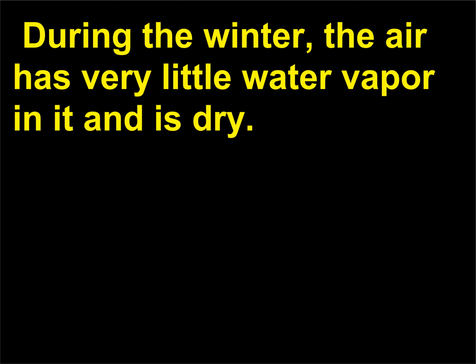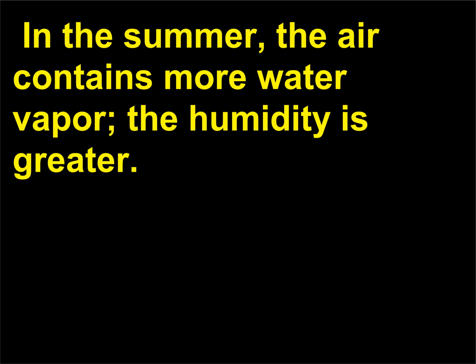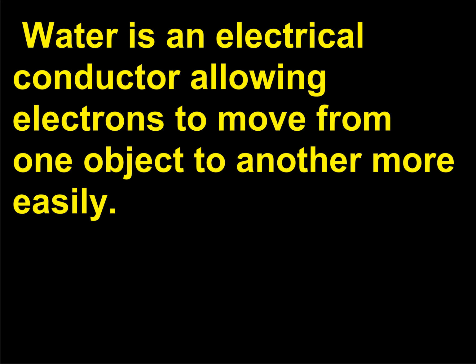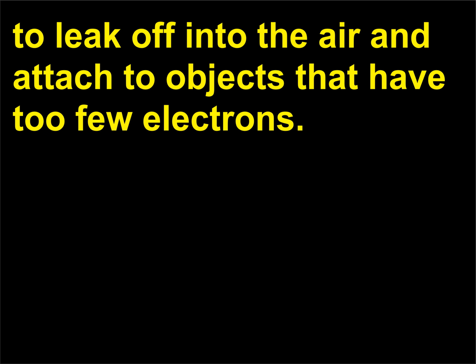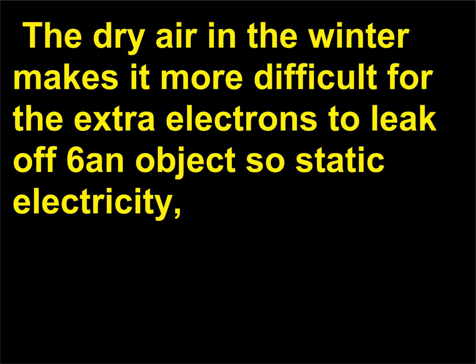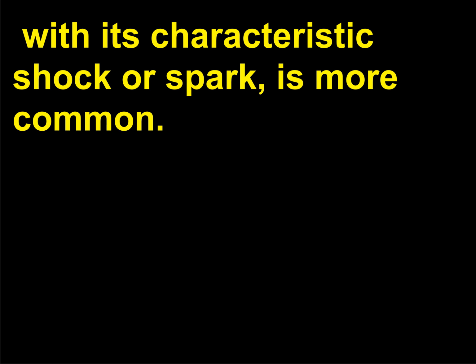During the winter, the air has very little water vapor in it and is dry. In the summer, the air contains more water vapor, the humidity is greater. Water is an electrical conductor allowing electrons to move from one object to another more easily. The humidity in the summer air allows extra electrons on charged objects to leak off into the air and attach to objects that have too few electrons. The dry air in the winter makes it more difficult for the extra electrons to leak off an object, so static electricity, with its characteristic shock or spark, is more common.